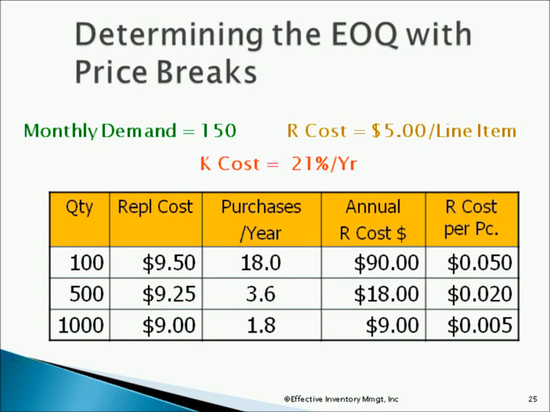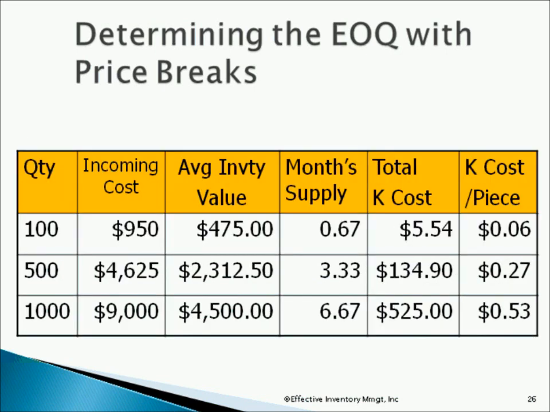If I apportion that cost out per piece, you can see, as we saw on that chart a few slides ago, the more I buy, the lower the cost of replenishing inventory per piece. But as I said before, unfortunately, the cost of carrying that inventory is going to be greater the more I buy. If I buy 100 pieces at a time, okay?